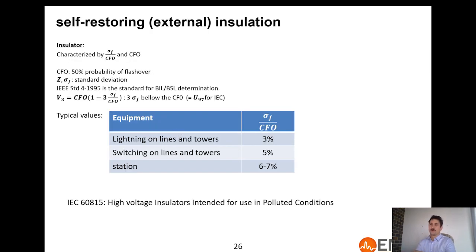So you have some typical values here of the ratio of standard deviation versus CFO according to the type of insulator. For example, for lightning and tower, if you consider those insulators, it's 3%. For switching, it's 5%. Inside a station, it will be 6 to 7%.